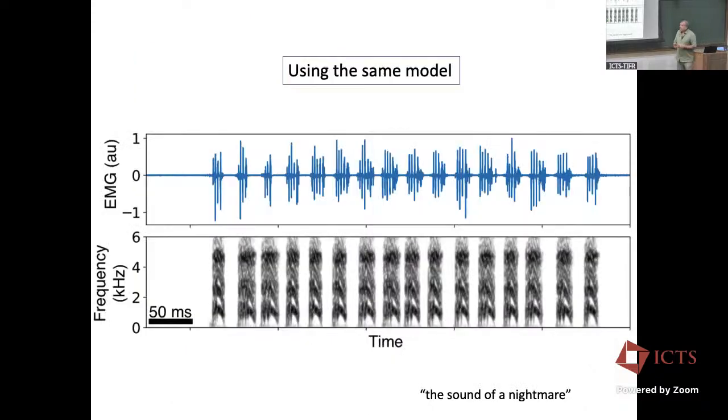This is using the same model, synthesizing the trill. This is the EMG activity. It is used to generate really out of tune syllables. So in order to have this intimidating sound, they also want to sound rough. And they have this first syllable completely out of tune.